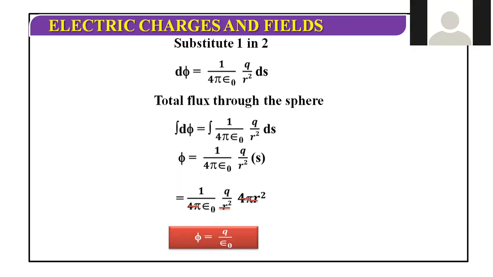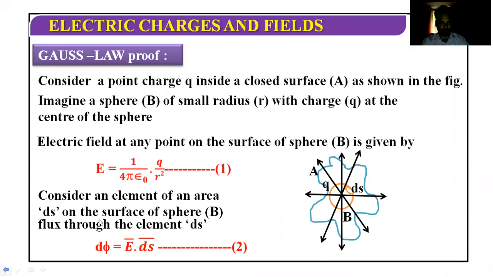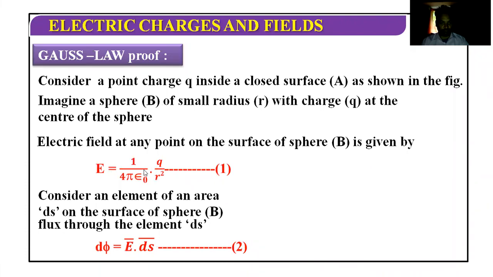Actually, where did we start? We started from the Coulomb law, from equation number 1. Let me go back again. So this is the equation from the Coulomb law. Coulomb law gives the electric field at some point P due to a point charge. So electric field is equal to 1 upon, let me just show you.